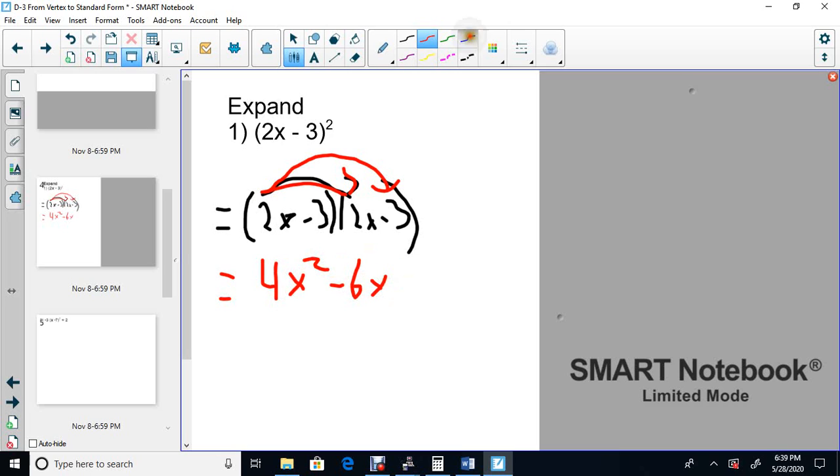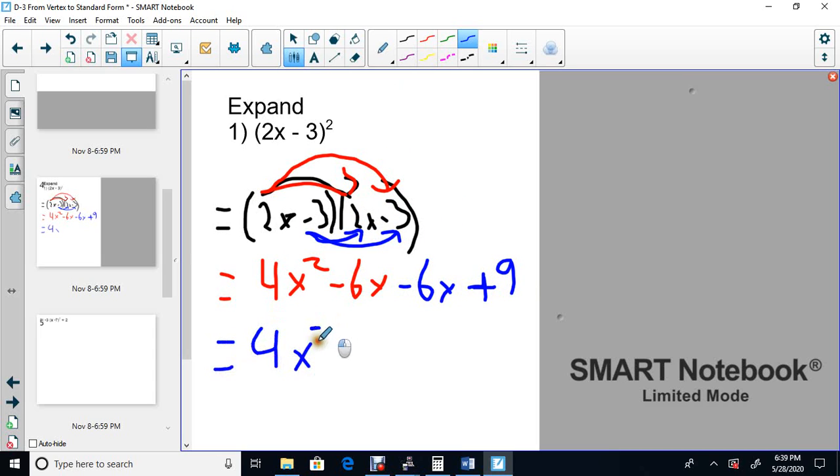And then you do the bottom. So you multiply this times this, that times that. So you get minus 6x plus 9. Then you put these two middle terms here together. And then you're done. So you get 4x squared minus 12x plus 9. And that question is done.